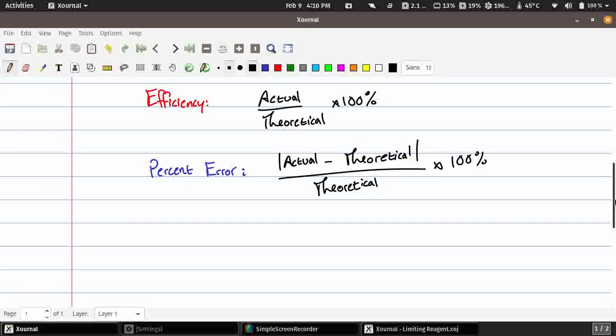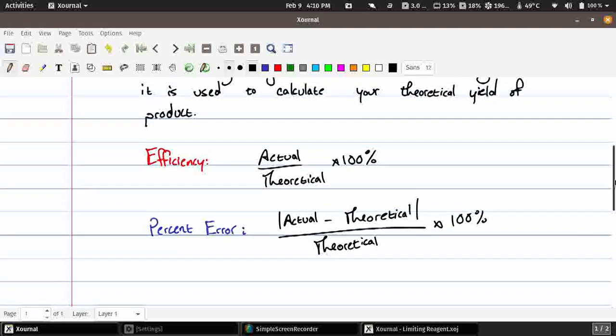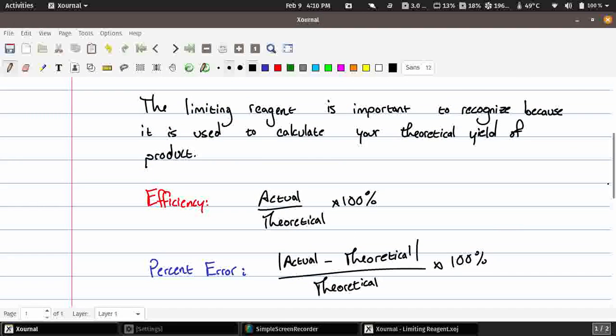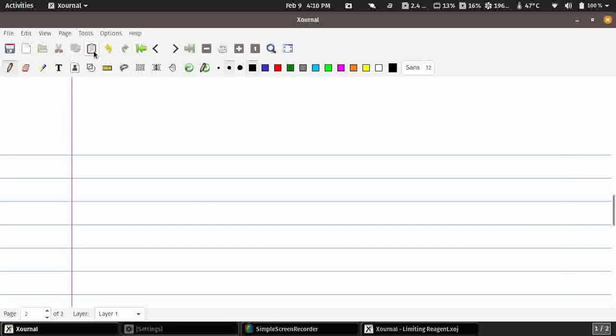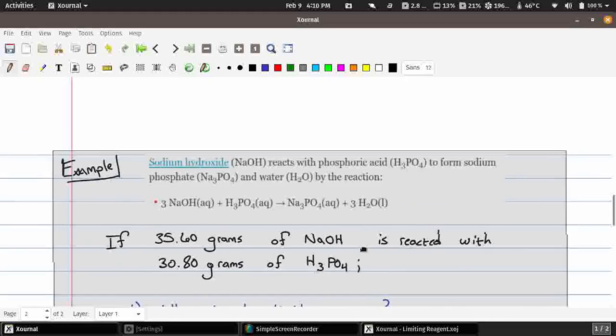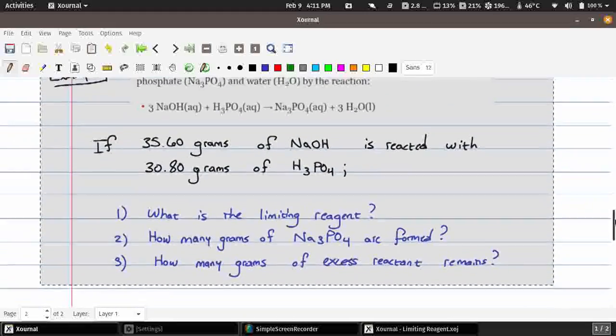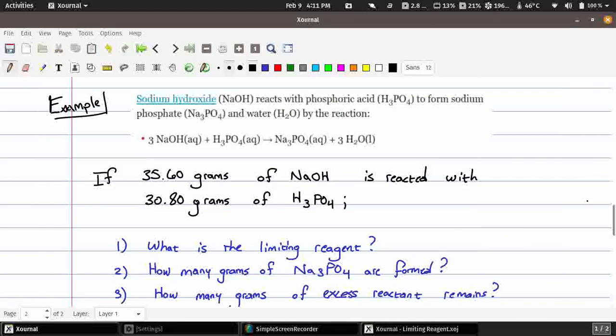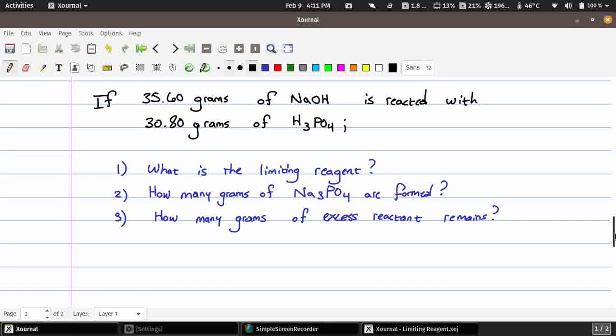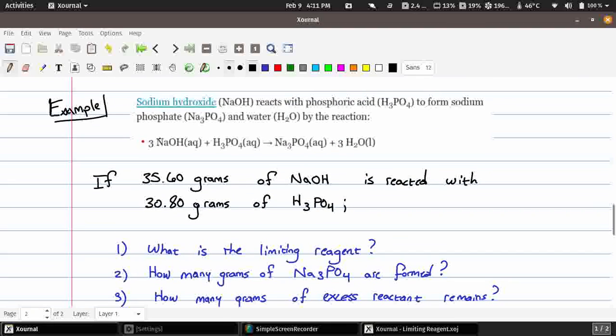Now, I'm going to give you an example. I'm going to just go to a new page. If you need to copy this, pause it right now. If not, I'm going to keep going. So here is our example. I've adjusted the 1, 2, and 3 questions to make it less confusing, because I know a lot of you got lost in the class. I'm going to rewrite this equation down there so we keep track of everything. Sodium hydroxide reacts with phosphoric acid to form sodium phosphate and water.